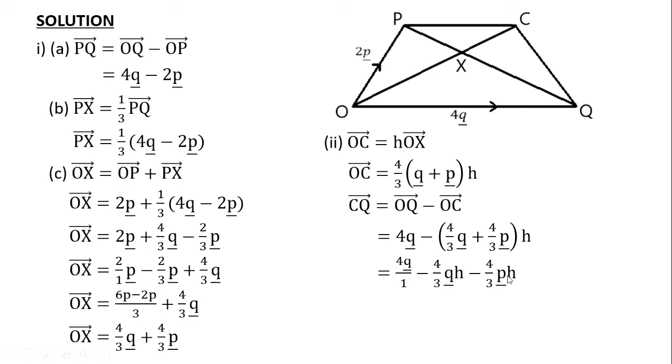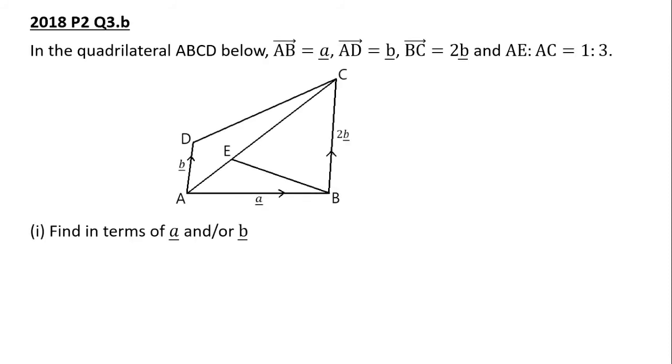Multiplied by H. From here, we are going to factorize our 4. When you factorize 4, you remain with a 1. You have a 1 over 3, which is the same as H over 3. And then we have a common factor, Q, minus 4 over 3 HP. So vector CQ is the same as 4, open your bracket, 1 minus H over 3, close your bracket, Q, minus 4 over 3 HP. Hence shown. We go to 2018.